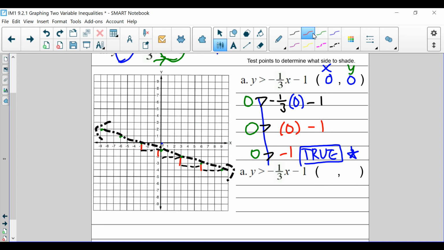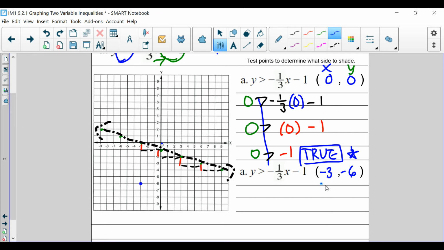So you know what I'm going to do is I'm going to test this point right here. I want to do something that's divisible by 3, so I'm going to do this one right here. I'm going to test the point (-3, -6). Okay, so again, what are we doing here?